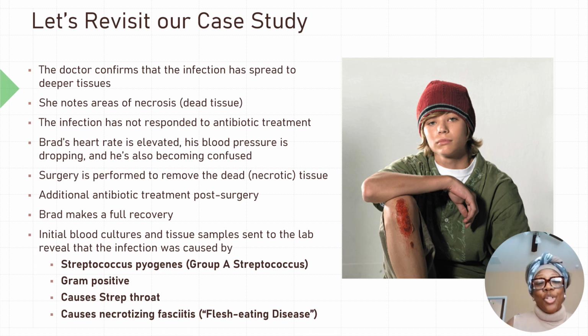At the end result, it was determined that he had an infection caused by a bacteria called Streptococcus pyogenes, which is a group A streptococcus. We'll talk more about those a little bit later. We know that since it's streptococcus, we know something about its morphology because we've talked a little bit about shapes of microorganisms. So that means it's in chains and it's circular or spherical. It is gram positive. That means it has a thick cell wall. And it can also cause conditions like strep throat. But in this particular case, it caused what's called necrotizing fasciitis or flesh eating disease.